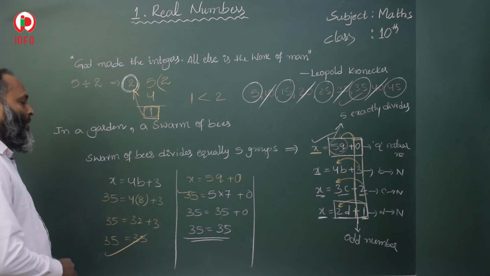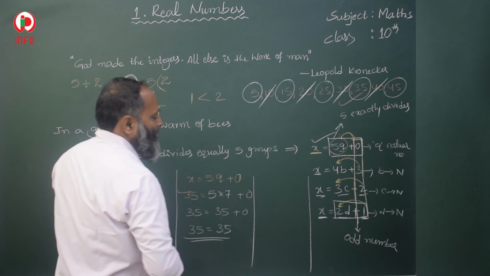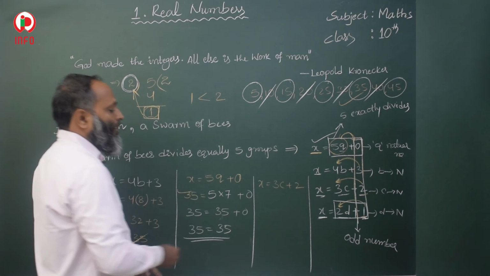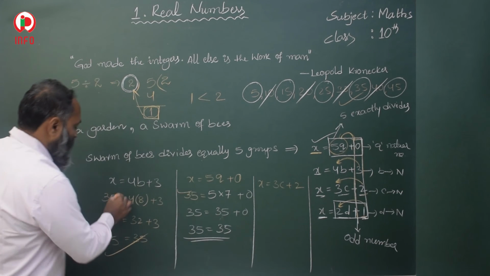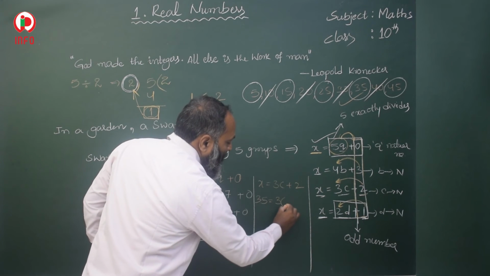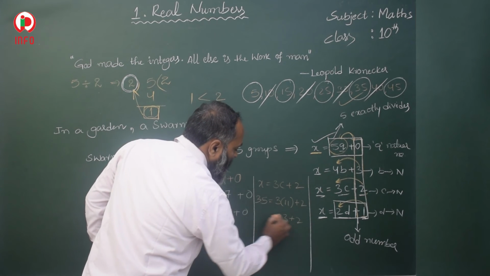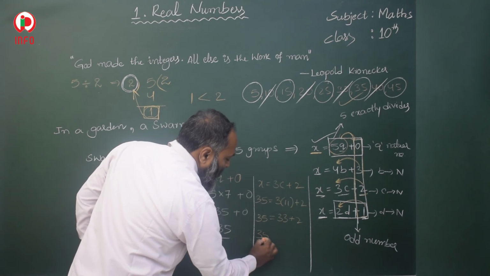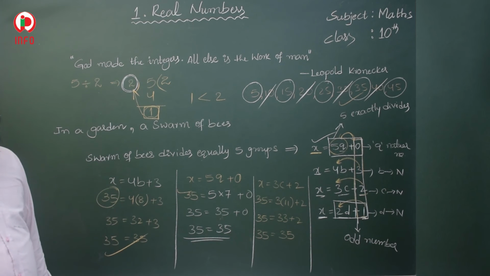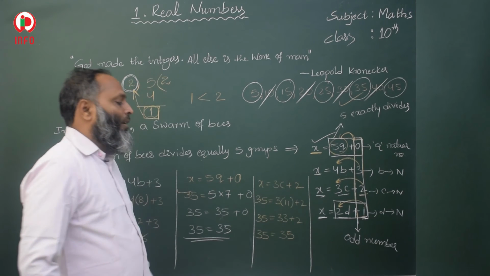Third statement. What is the third statement? Our third statement is x is equal to 3c plus 2. Now here, x is 35. 35 is equal to 3 into 11 plus 2. 3 11s are 33 plus 2. So 35 is equal to 33 plus 2, which is 35. It satisfies.